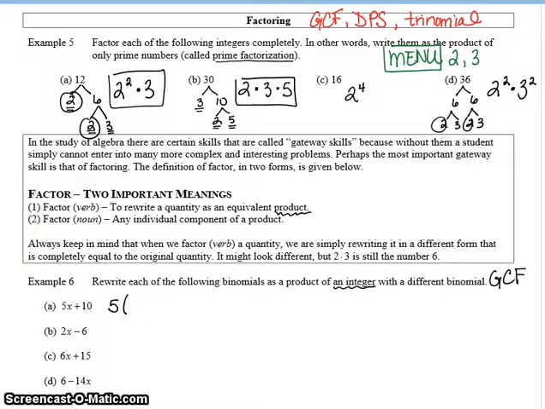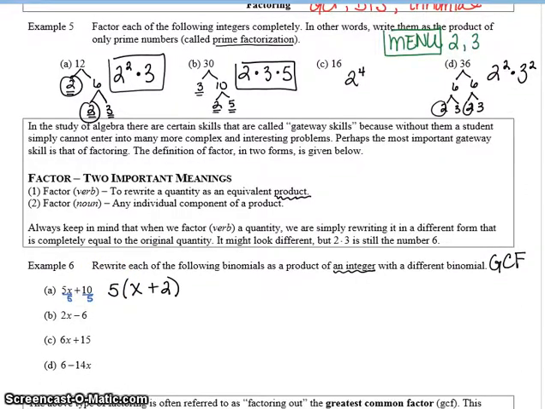For my visual learners, that means you divide each of those by 5, and you write what's left over in parentheses. So 5x divided by 5 is x, and 10 divided by 5 is 2. To check that you did it correctly, redistribute this. 5 times x is 5x, that checks, and 5 times 2 is 10. So we just did the greatest common factor.